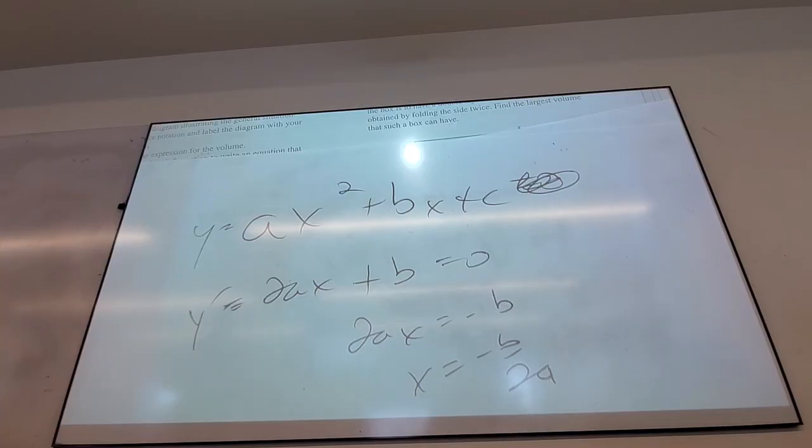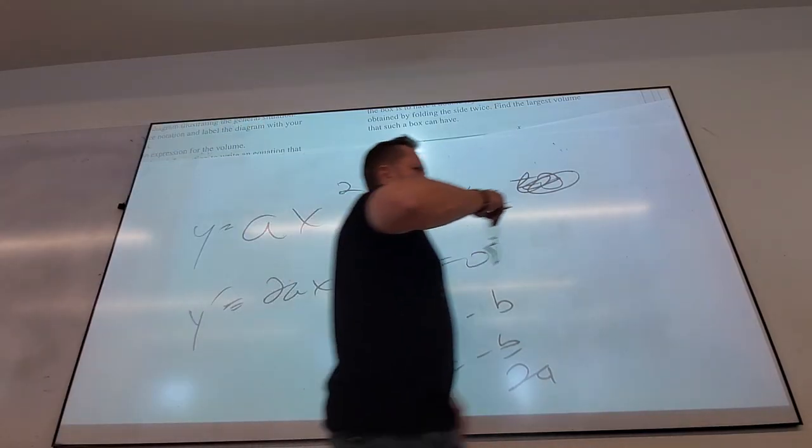Now, you're not always going to be working with quadratic functions. You're not going to be able to do the vertex thing all the time. You've got to do calculus.